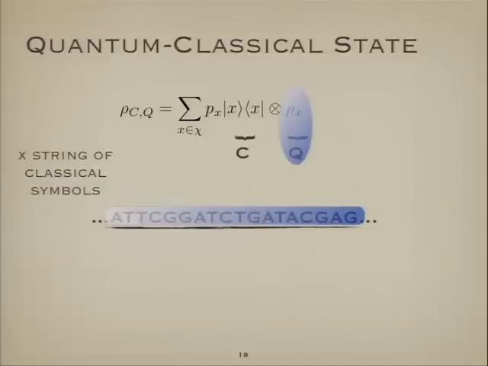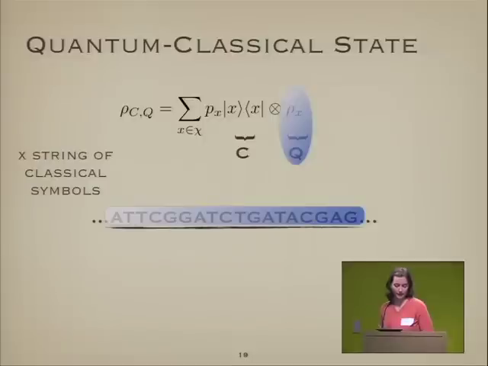So mathematically, you can describe that as a quantum-classical state. So let's suppose that X is a string of classical symbols. You would denote that the state has two components. The first one denotes the classical information. This is diagonal in its basis, has no coherence. But this actually comes along with some sort of quantum information. And so X, for example, could be this string of your DNA. And then it is embedded in this cloud of quantum information.